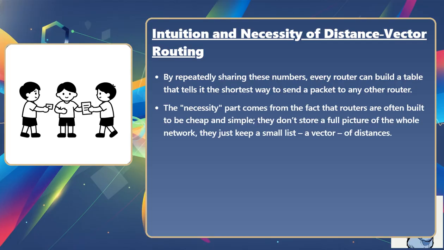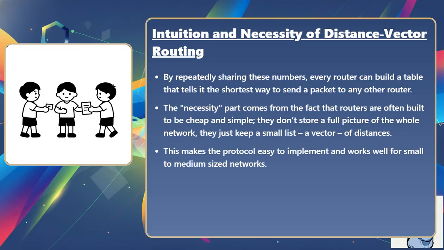The necessity part comes from the fact that routers are often built to be cheap and simple. They do not store a full picture of the whole network, they just keep a small list, a vector of distances. This makes the protocol easy to implement and works well for small to medium-sized networks.